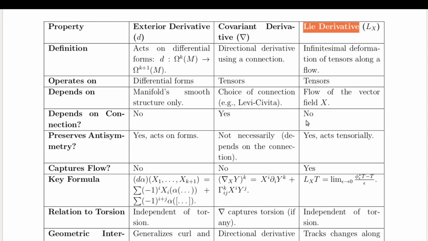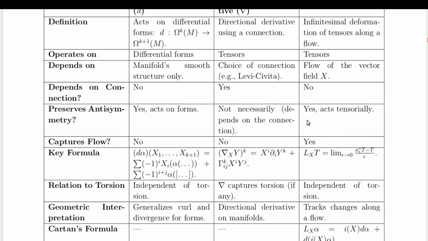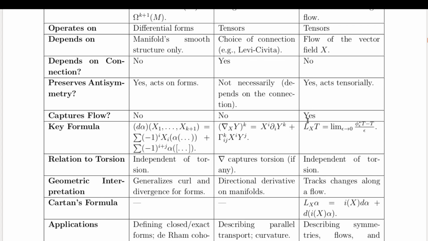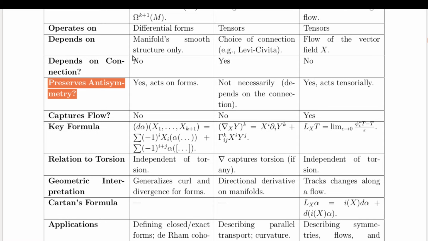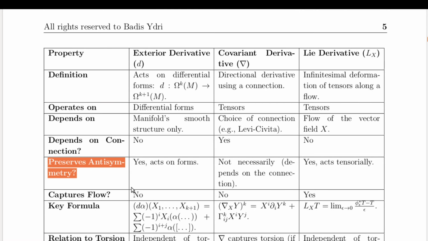Here, the exterior derivative and Lie derivative take center stage, preserving the antisymmetry inherent to the symplectic form. The exterior derivative ensures the closedness of the symplectic form, and the Lie derivative captures how geometric objects evolve along a flow. This interplay is central to understanding the dynamics of systems in symplectic geometry.